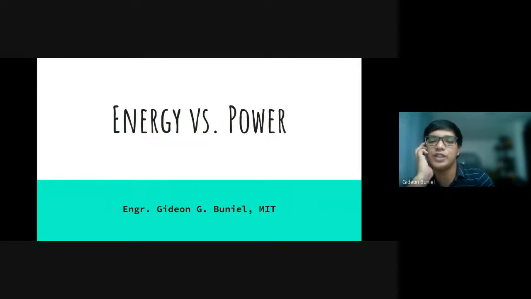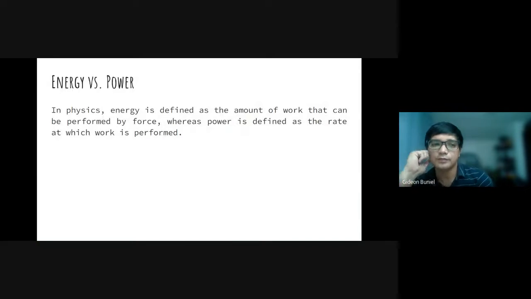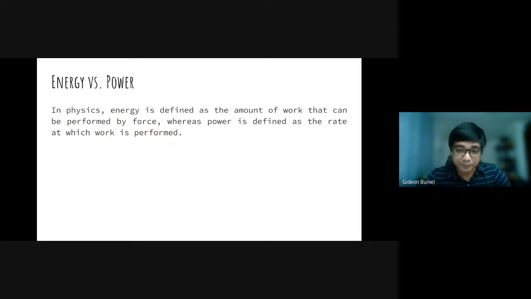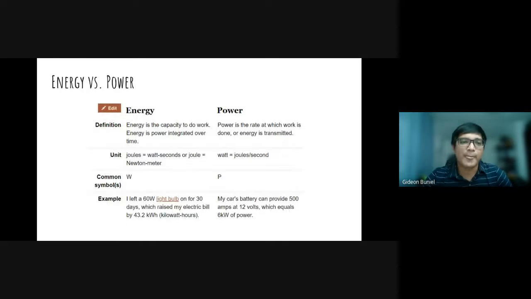Let's talk about energy and power. In physics, energy is defined as the amount of work that can be performed by a force, whereas power is defined as the rate at which work is performed. Now let's see this comparison. Energy is the capacity to do work. Energy is power integrated over time, while power is the rate at which work is done or energy is transmitted.